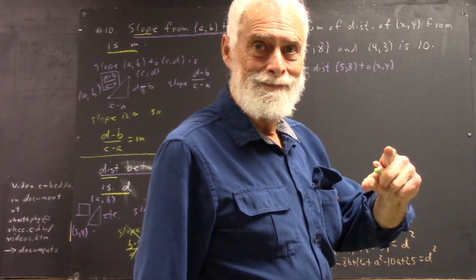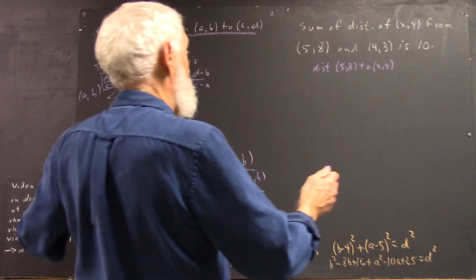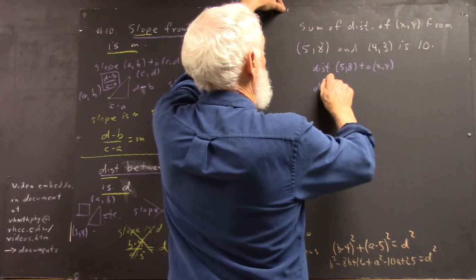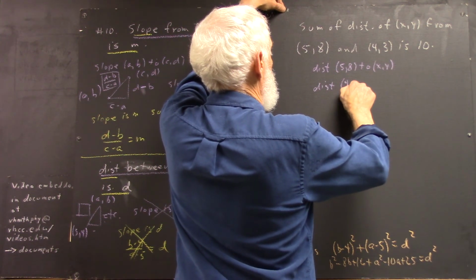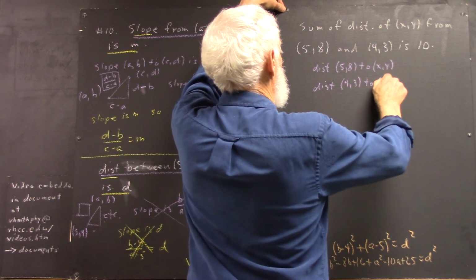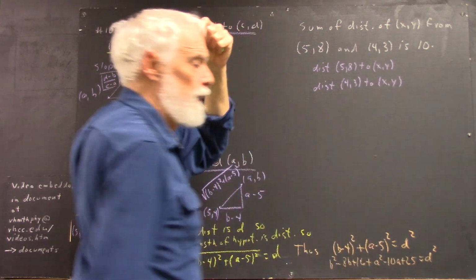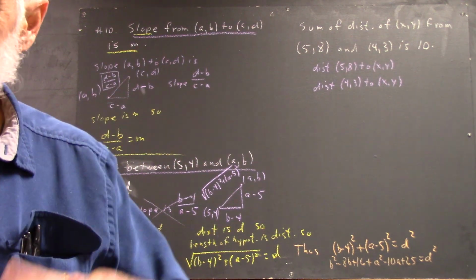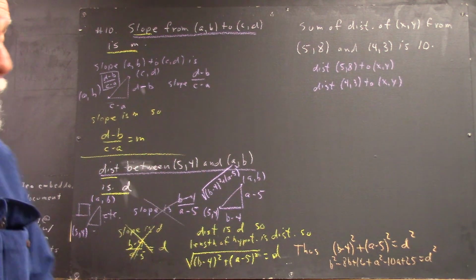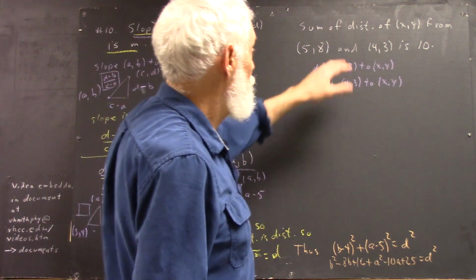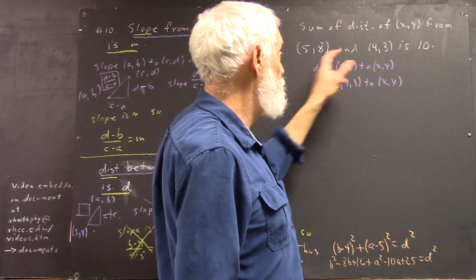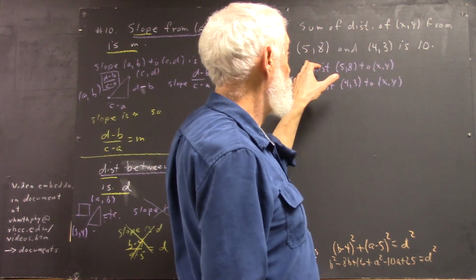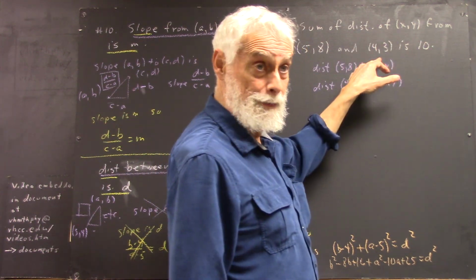Displacement is, sometimes, okay? Depending which order you put them. And then we have the distance from 4, 3 to xy, okay? So we have to have both of those distances. So when you read this problem, when I say the sum of the distances of xy from this and this, I mean the distance of xy from this and the distance of xy from this.